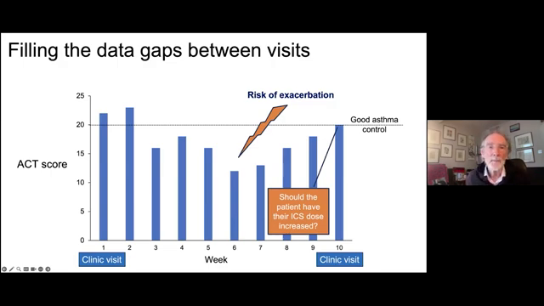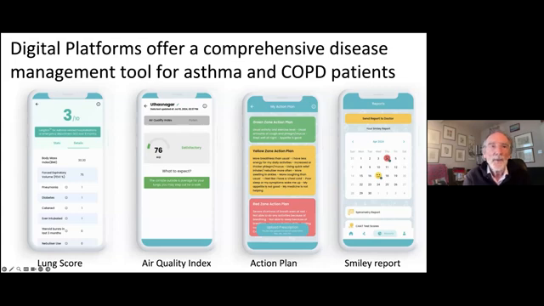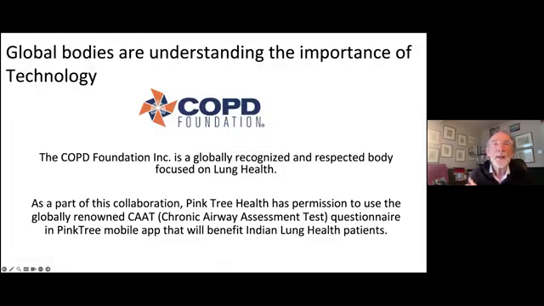Now, here's an example of digital platforms that can offer a comprehensive disease management for asthma and COPD patients. And part of the development of this was linked to work with the COPD Foundation to apply the CAT, or in this case, the CAAT, to a digital platform. Now, you may know about the CAT. It was the COPD assessment test, but recently we have validated its use in asthma, and that's why we now call it the CAAT, but you can still call it CAT. And in fact, it's very likely that GINA is going to recommend the use of the CAAT in asthma management.